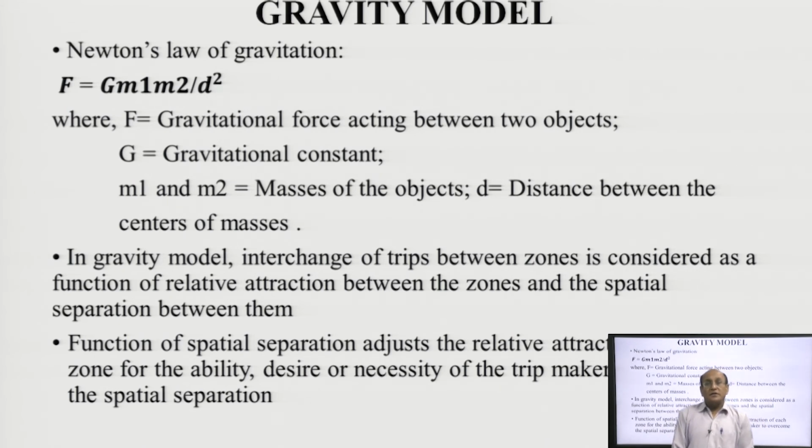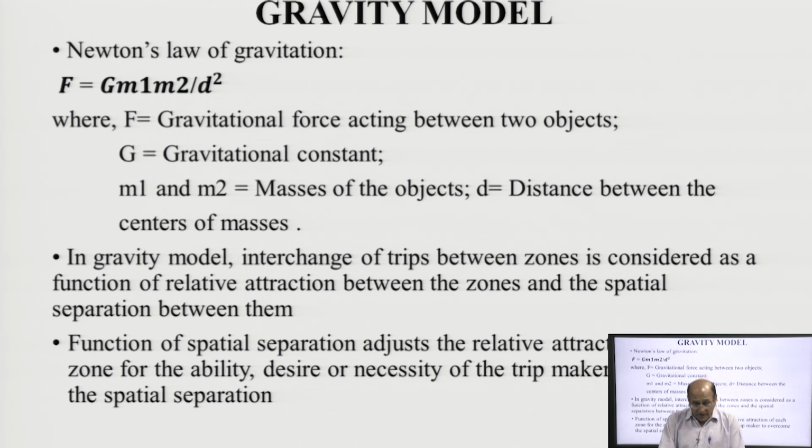Now, come to the gravity model, which is widely used in trip distribution. As we know Newton's law of gravitation, F is equal to G m1 into m2 divided by d square, where F is the gravitational force acting between two objects, G is the gravitational constant, m1 and m2 are masses of the objects, and d is the distance between the centers of the masses.